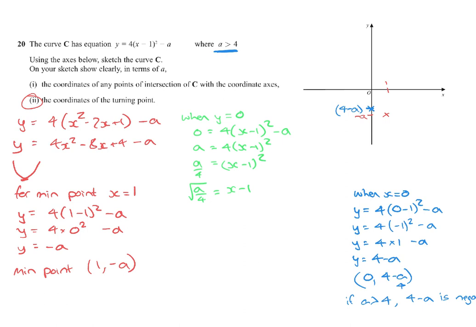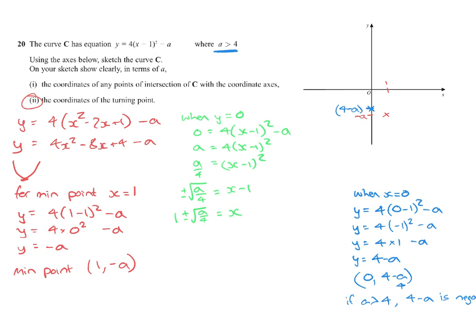And finally, add 1. Oh, actually, before I do that, we took the square root. Remember, square roots have 2 roots. So one is positive, one is negative. So I'm going to have 2 values there. So now then I add 1 to both sides. So I do 1 plus or minus the square root of a over 4 equals x.